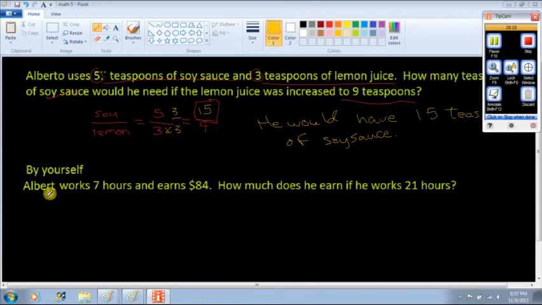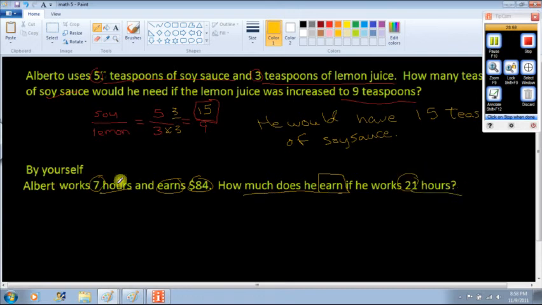And here we go. Hopefully you paused it. Now we'll work on it together again. It says Albert works 7 hours and earns $84. How much does he earn if he works 21 hours? So again, I'm going to go back and circle. 7 hours earns 84. The question, how much does he earn? You see the question, it's a little bit different. It's not asking for a ratio. It's asking how much does he earn if he works 21 hours.